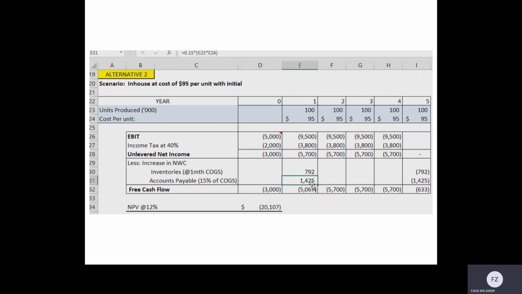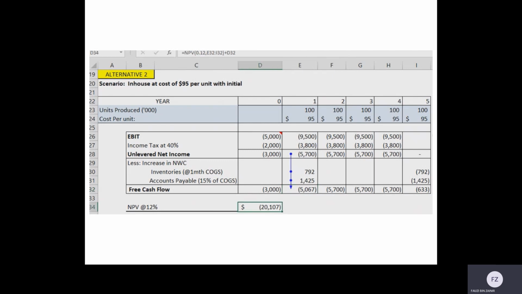so you have 1492. So what we're going to do is that the free cash flows here is unlevered net income minus the difference between these two, 792 minus 1425. So we have around minus 633 something, and then from that minus 633 we take minus 5700 minus 633, so we have minus 5067.